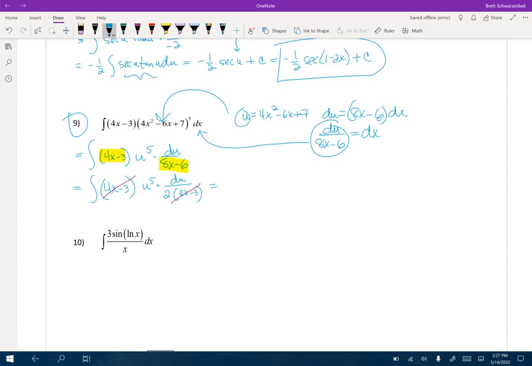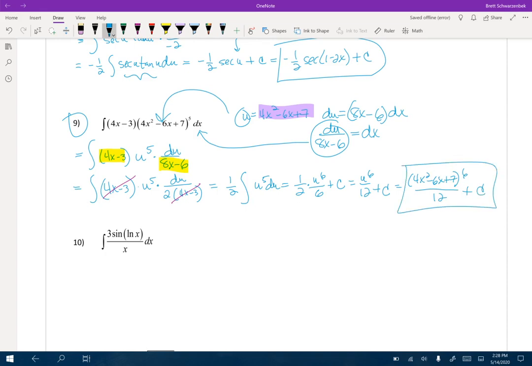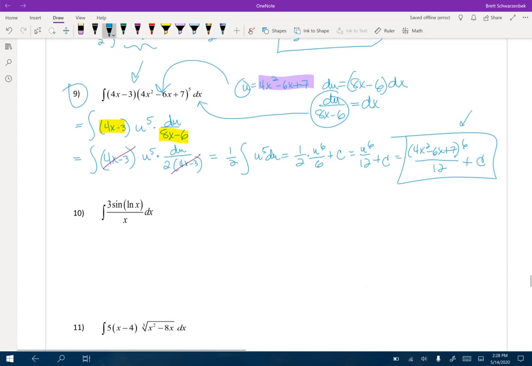We end up with a half coming to the outside, u to the 5th du, which is going to be a half u to the 6th over 6 plus c, which is u to the 6th over 12 plus c. And then the only thing left is we need to take our original function and throw it right back in. So we're going to get the quantity 4x squared minus 6x plus 7 all to the 6th over 12 plus c, and that is our antiderivative. Again, if we need to verify that this is equal to the original equation, we just take the derivative of it if you feel like you need to.